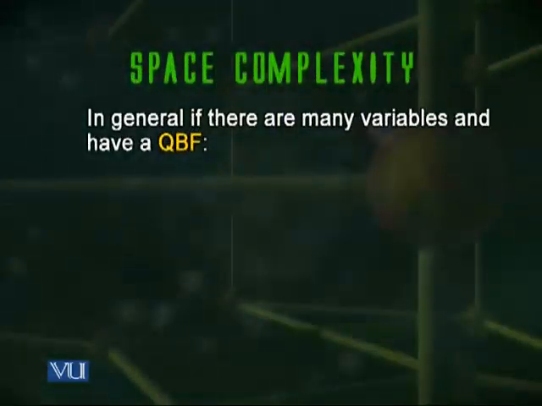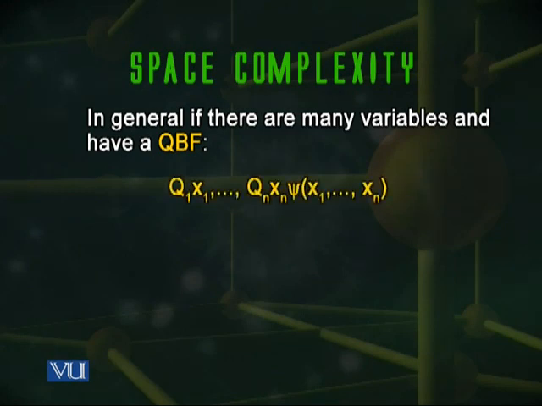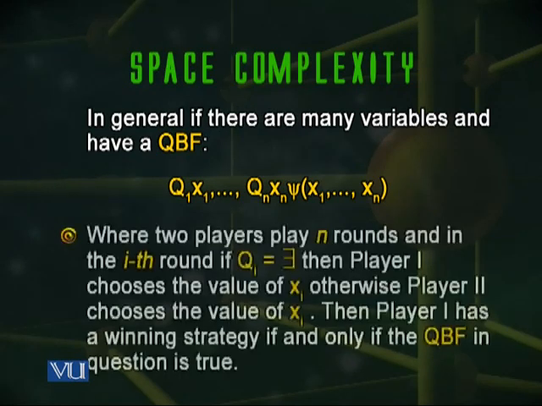In general, now if there are many variables and we have a QBF, so now we have a quantified Boolean formula. We have a first quantifier with the first variable q1 and second quantifier q2 with the second variable all the way up to the nth quantifier with the nth variable, and then we have a quantifier-free formula psi. Now this is going to be an n-round game in which two players will play n rounds. In the ith round, if the quantifier happens to be existential, then player 1 chooses the value of xi, otherwise player 2 chooses the value of xi.